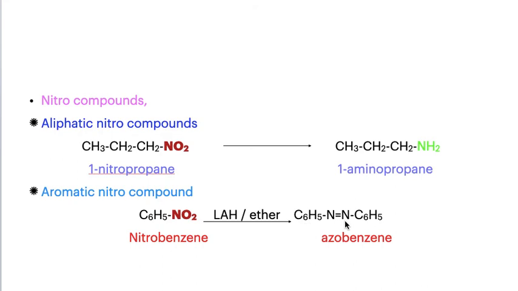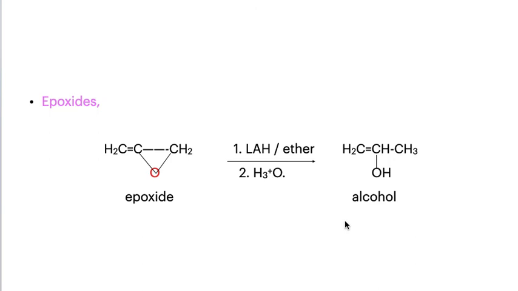Epoxide, CH2=CH-CH2O ring. On reduction with lithium aluminum hydride followed by hydrolysis, we get the alcohol as the product, that is CH2=CHCH(OH)CH3.